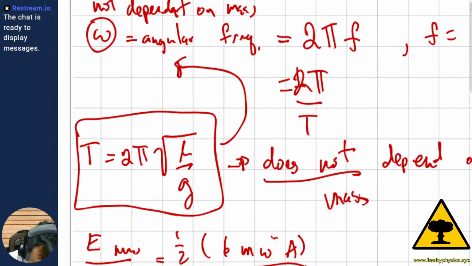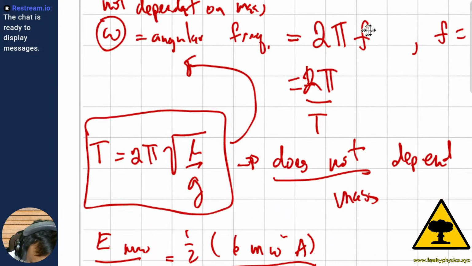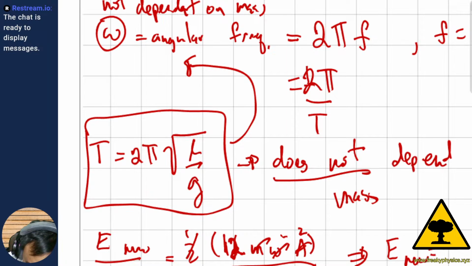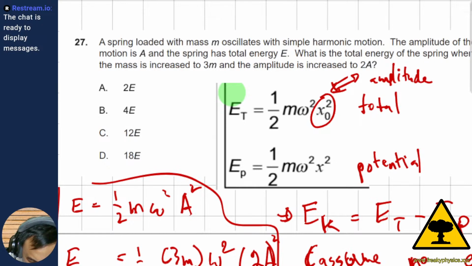So we are missing a 4. Let's see this again. 3 times 4 should be 12. So this should not be 6. This should be 12. Then there's an a squared here. But you will see that basically everything else cancels out: the 1/2, the m, the omega squared, and the a. So from here, the new energy will be equal to 12 times the old energy. So going back to our choices, final answer is C.